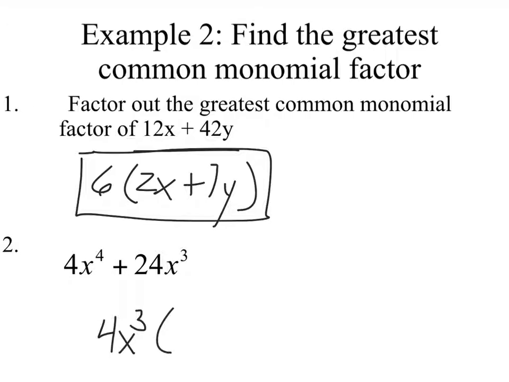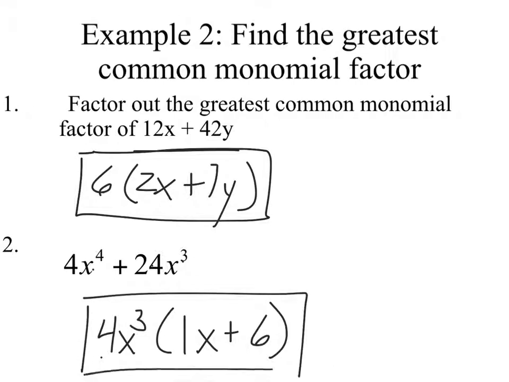So 4 times what? 4 times 1. I have 3 x's outside. I started with 4, so I must have 1 left over. 24 divided by 4 is 6. I had 3 x's. I took 3 out in front. I have no x's left. So the x's, or our exponents, are more like subtracting. Because if you remember, when we did exponent properties, instead of dividing exponents, we subtracted them. So it's the same process here.